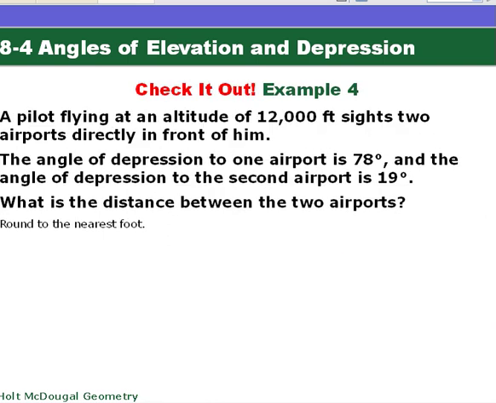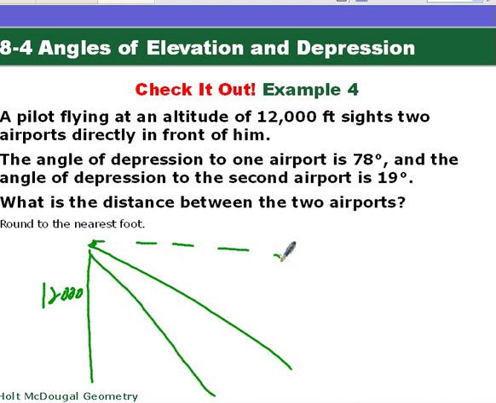So a pilot flying at an altitude of 12,000 feet. So 12,000 feet will help you out a little bit here. Sights 2 airports directly in front of him. So you're going to have something like this. The angle of depression to one is 78. And the angle of depression to the second is 19. What's the distance between the 2 airports? So you're going to want to find this distance here. And remember, this is a right angle formed here.